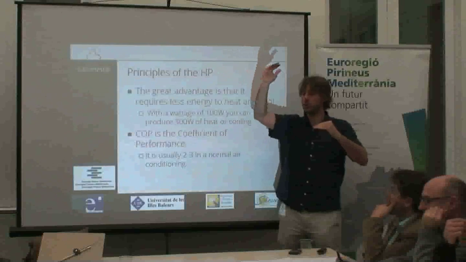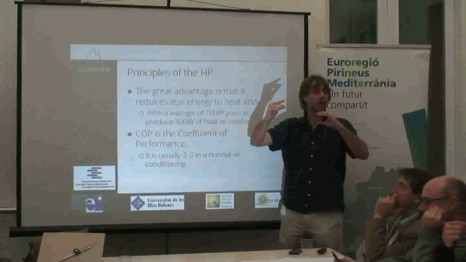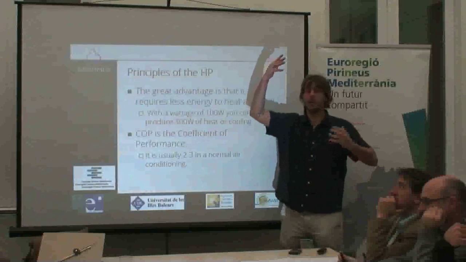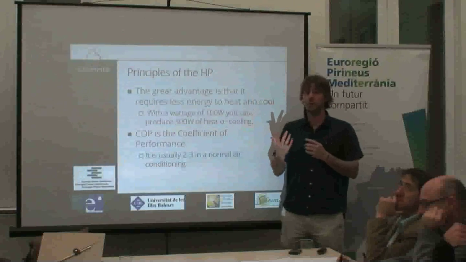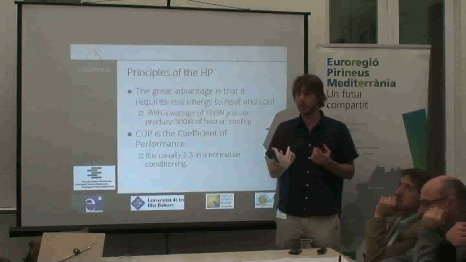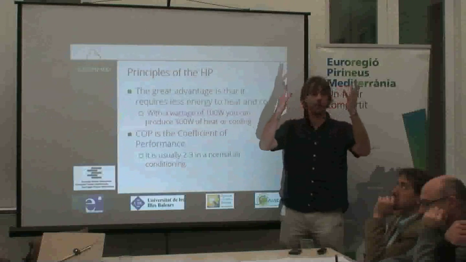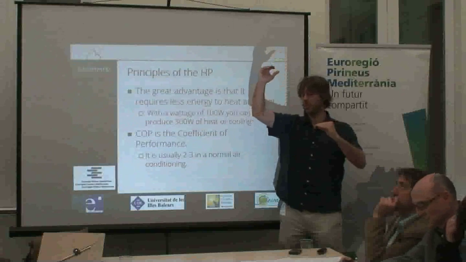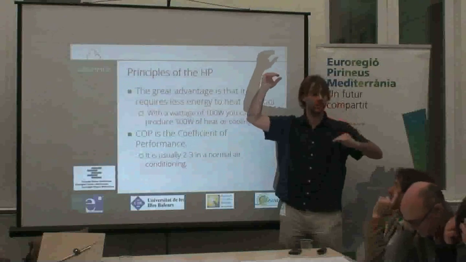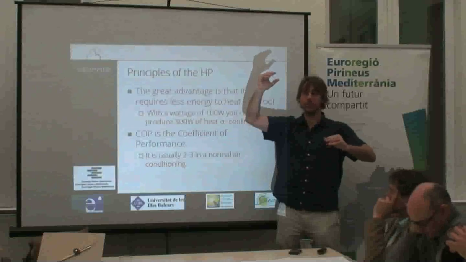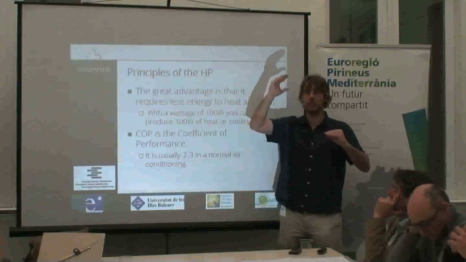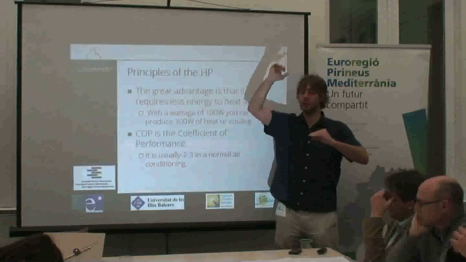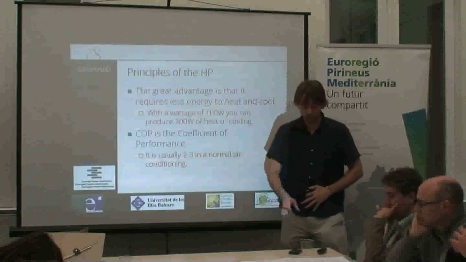The room which is hot will decrease its temperature to 20. The room which is at 10 will increase to 20. This is a natural balance. The heat pump unbalances the equation. So if you have two rooms at the same temperature, you increase the temperature of one, and you decrease the temperature of the other. This is the principle of the heat pump. It moves the temperature, so you will have a room with a high temperature, and another room with a low temperature.